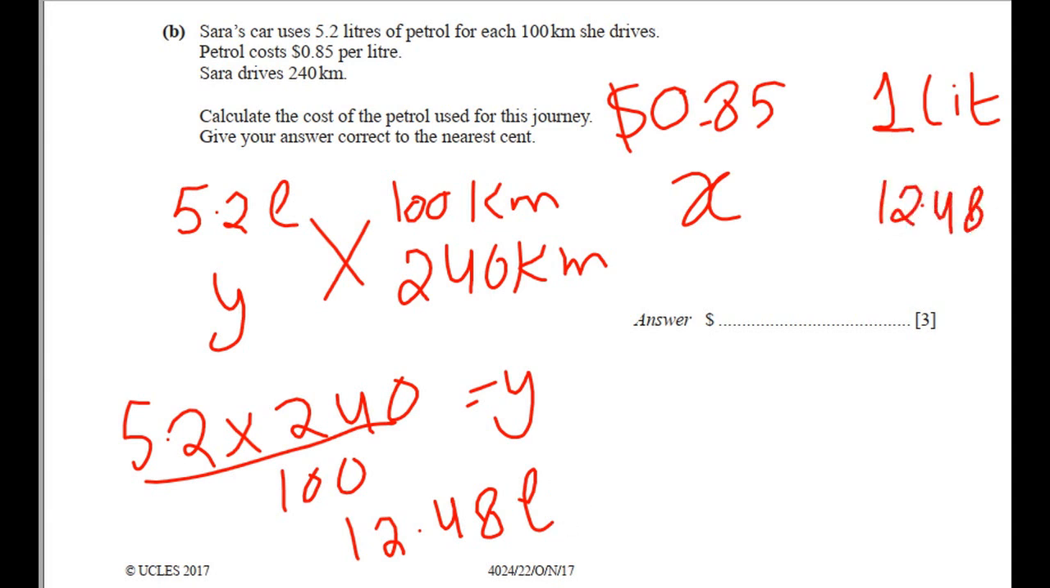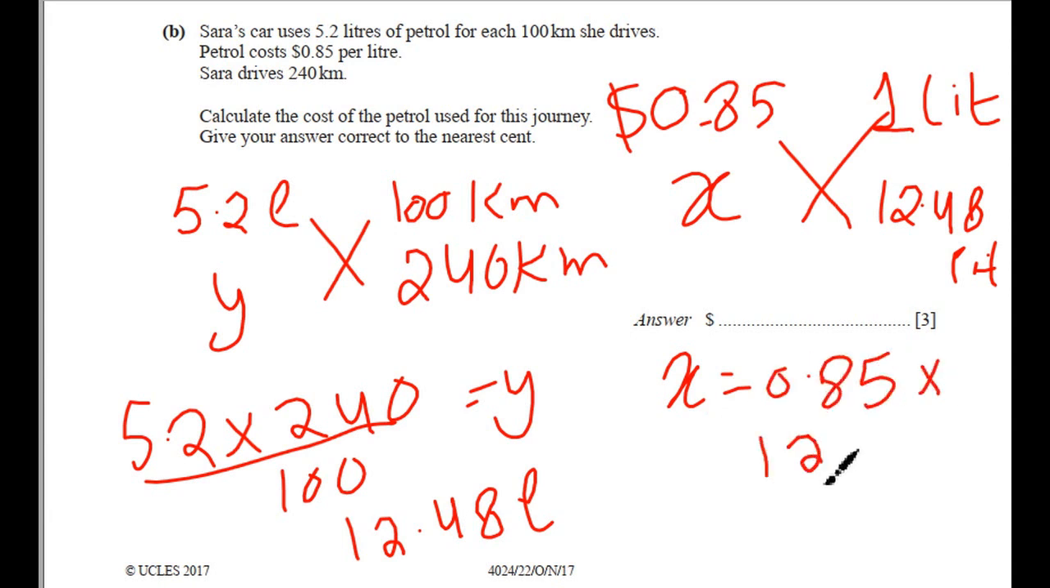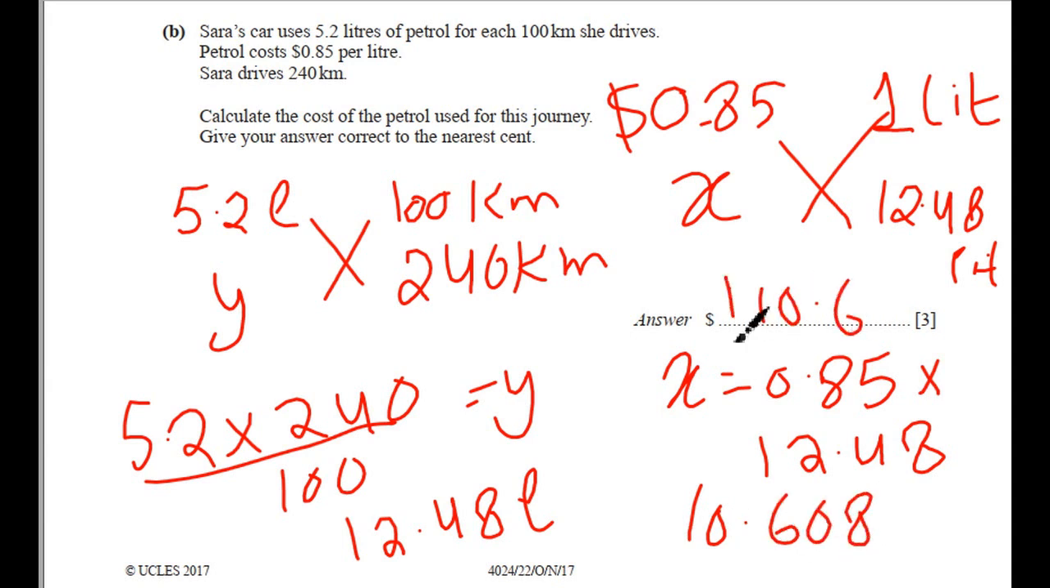12.48 liters. Cross multiply and we'll get x is equal to 0.85 times 12.48, which is 10.608, which gives us 10.6 in 3 significant figures. In fact, correct to the nearest cents, so that is 10.6 as well.